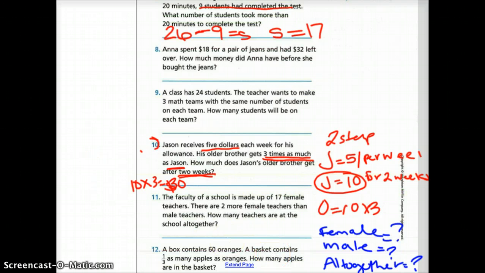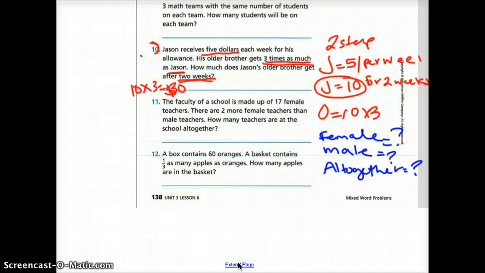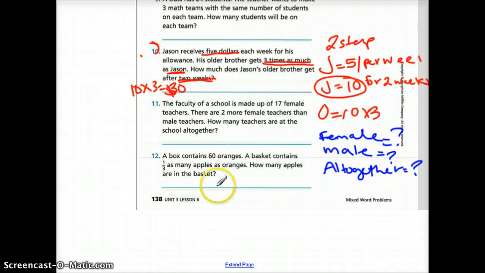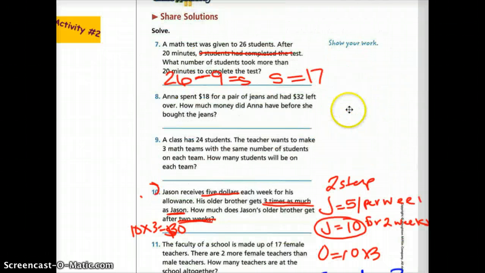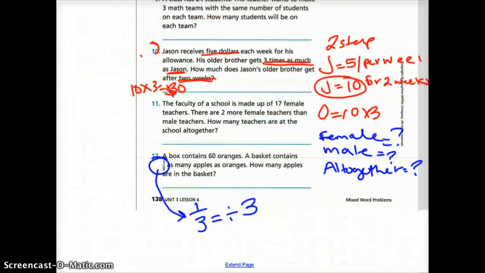Number 12. A box contains 60 oranges. A basket contains 1/3 as many apples as oranges. How many apples are in the basket? Remember, 1/3 equals divided by 3. Okay, as soon as you are finished with this page, you can raise your hand. You need to get a star. And then it's time for homework.